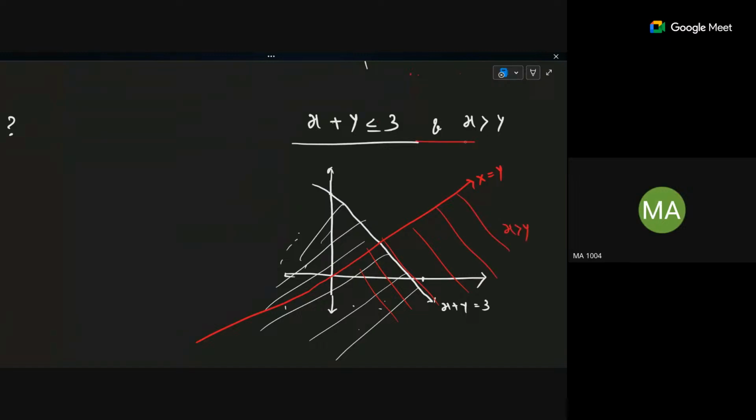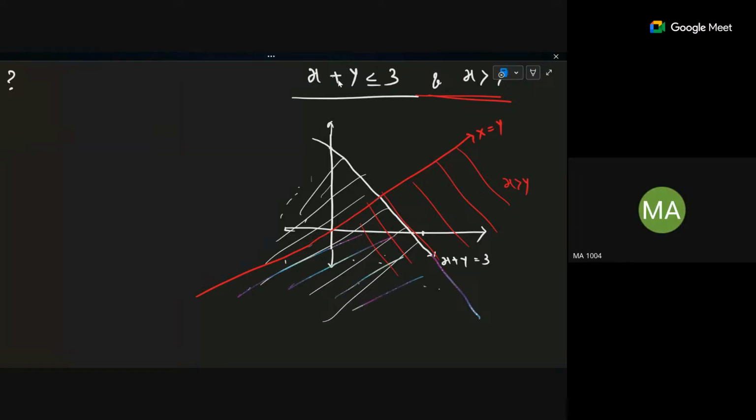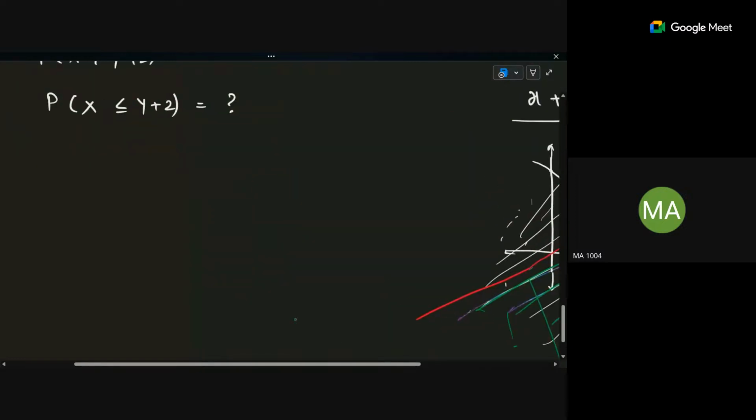I want both the conditions. That means the triangular region, below both of these, right? So we have to consider the intersection. We have not bounded that I want my x and y to be positive only, right? So that's why this green part will be our intersection part. Fine. I hope this is clear.